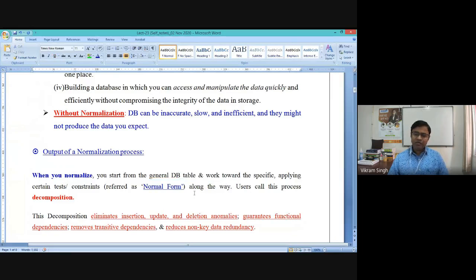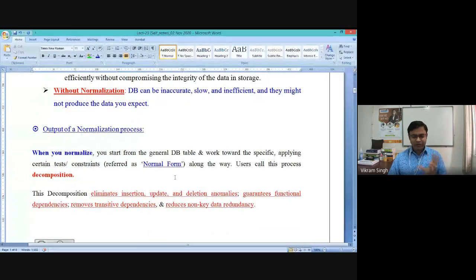All right, so whenever we perform a normalization process, we start with the basic database table, and we intend to achieve specific database tables by applying these normal forms, these conditions, right? This process is equivalent to normalization, and is often called a decomposition process also, because we are decomposing, we are splitting the database table.